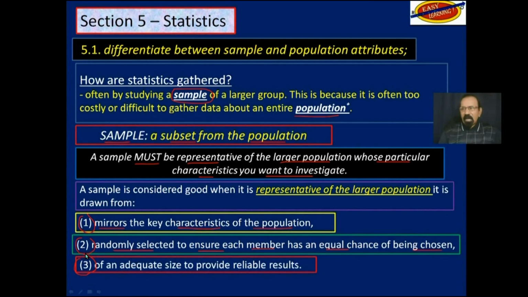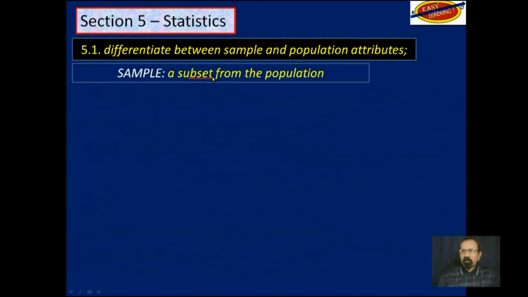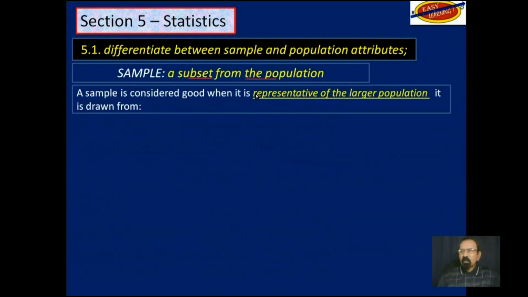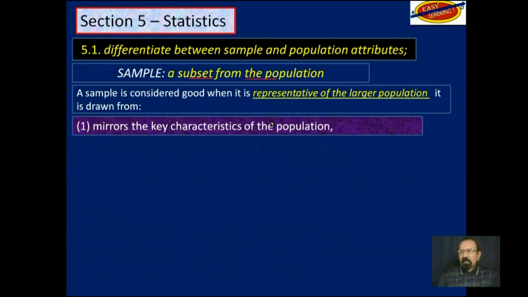And three, adequate size of the sample to provide reliable results. For example, if you're studying, let's say, the whole country, you can't just pick 10 persons randomly. So we said sample is a subset from the population. It must be representative of the larger population. Let's go back now and look at each one of those three characteristics of sample.